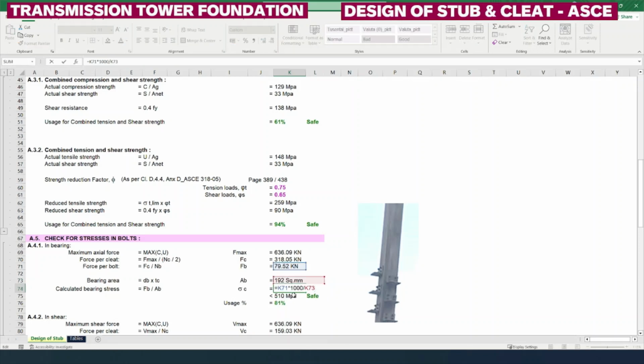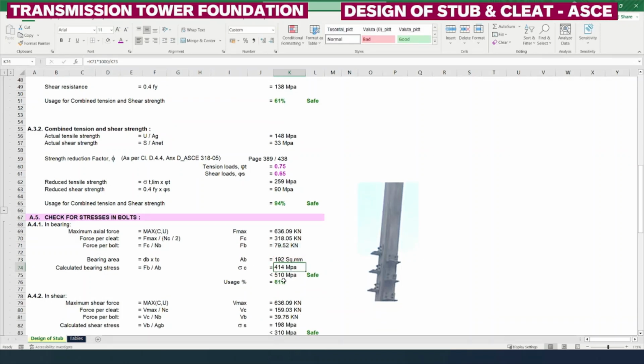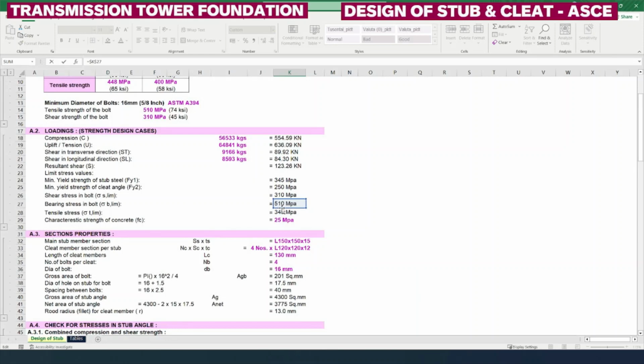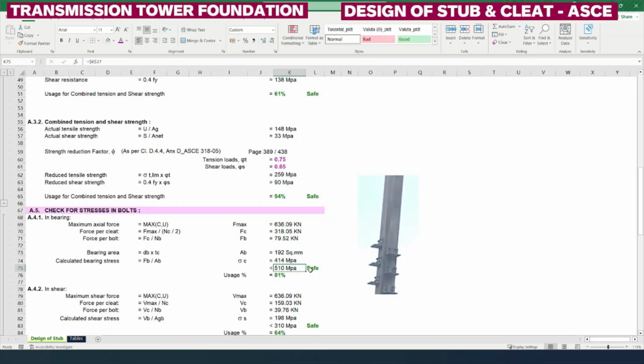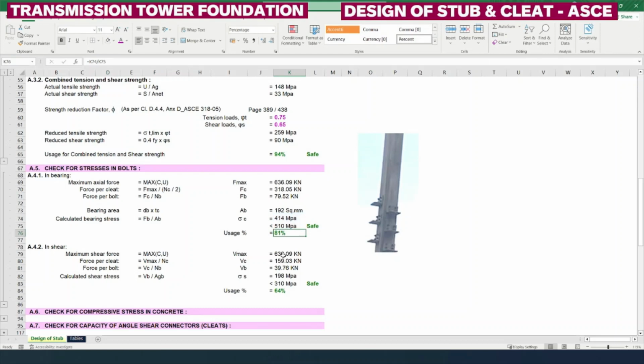So next we need to find the calculated bearing stress, which is nothing but the force per bolt divided by the bearing area, TB into TC, which is coming to 414 megapascal, which is less than 510 megapascal, the bearing stress limit of the bolt. Hence we can call it safe. So this is also coming to a marginal 81%.